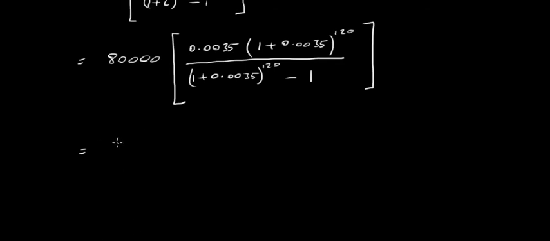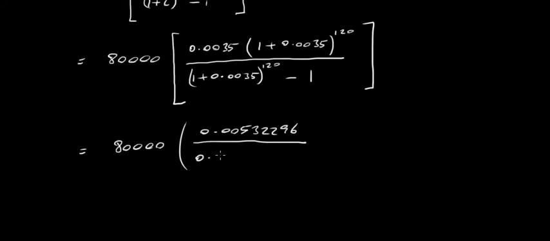So really what you end up with is 80,000 times, on the top line here, 0.00532296, and then on the bottom part here we've got 0.520846. Multiply all that out then and you get 817.59 euros. That's the amount that Donna has to pay back every month in order to pay back 80,000 euros over 10 years.